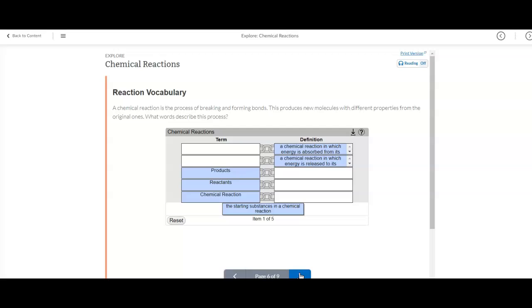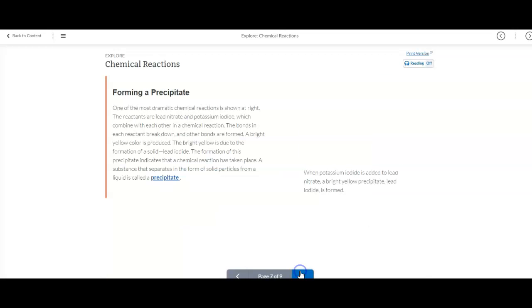All right, so this is a great way for you to just practice with these words, make sure you understand the difference, the definitions, just by placing those. So that's a great practice activity.